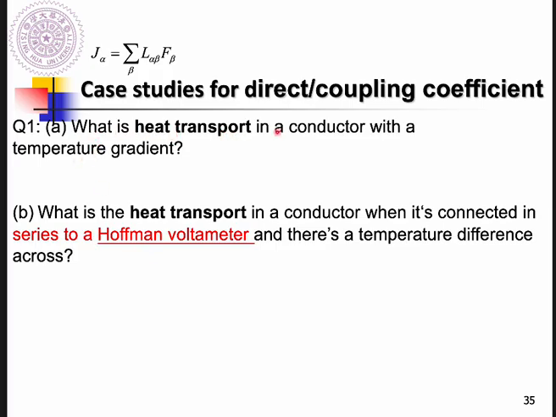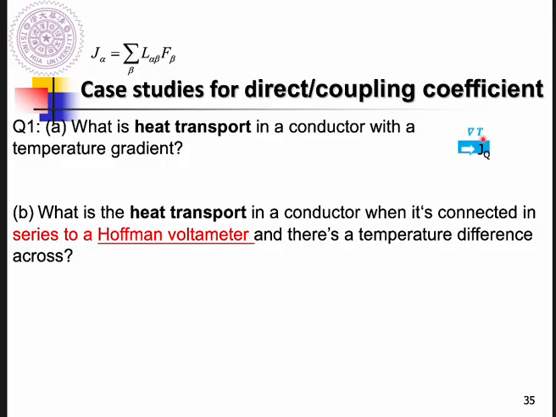What is the heat transport in a conductor with a temperature gradient? First of all, you can draw a conductor with a temperature gradient, shown like this. So what is the heat transport? What is the J capital Q passing through these materials? The first thing that should come to your mind is how many driving forces or possible driving forces exist in this system?